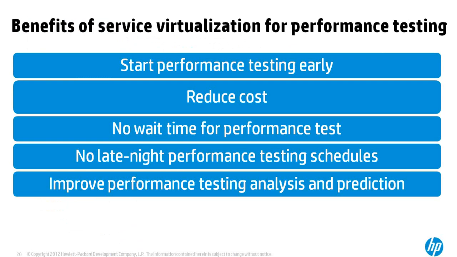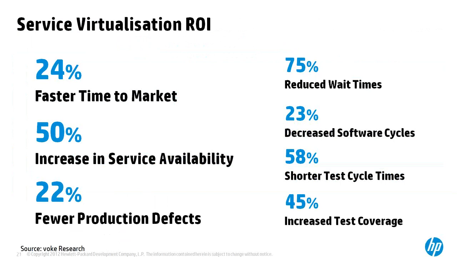With Service Virtualization, according to the VOC Snapshot report, here are some of the metrics that we collected. As you can see, it increases service availability on average 50%, which leads to faster time to market and fewer defects in production. By reducing wait time, no wait time for the test team is a reality. It will decrease software cycles 23%, with shorter test cycles and increased test coverage, as you can see, like 58 and 45%. It's a great tool that brings a lot of good solutions.